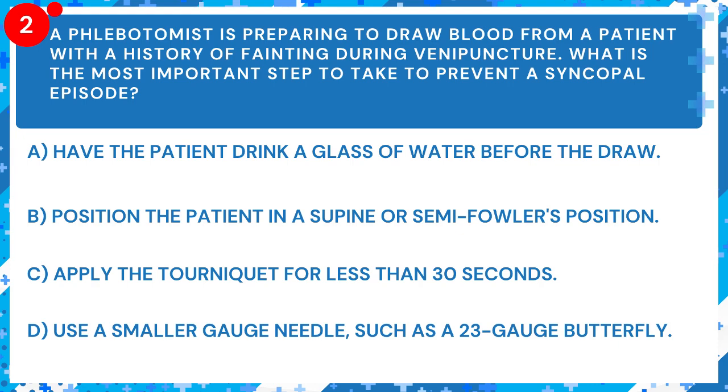A. Have the patient drink a glass of water before the draw. B. Position the patient in a supine or semi-Fowler's position. C. Apply the tourniquet for less than 30 seconds. D. Use a smaller gauge needle, such as a 23 gauge butterfly.